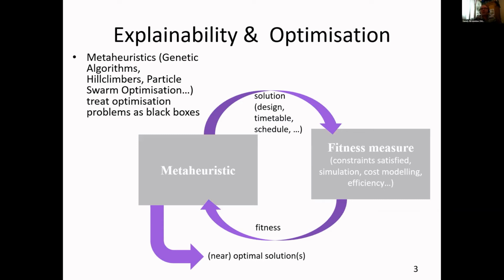So to begin with, the approaches that I'm looking at are meta-heuristics. That's a whole family of things that includes genetic algorithms, particle swarm optimization, hill climbers, simulated annealing, all that kind of stuff. And in all of these approaches, you've got a meta-heuristic, the algorithm, which is generating solutions.